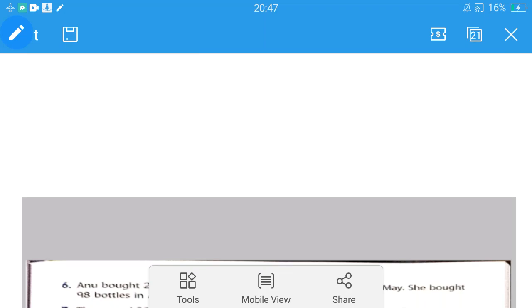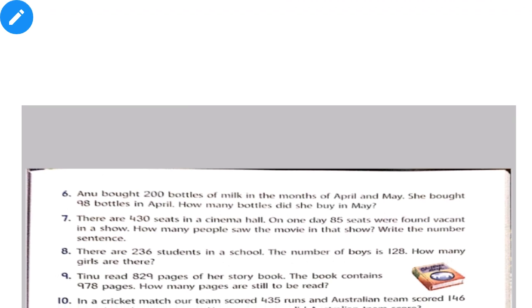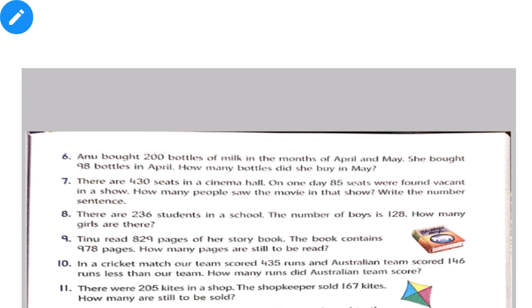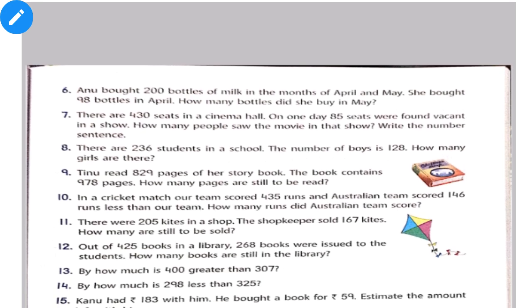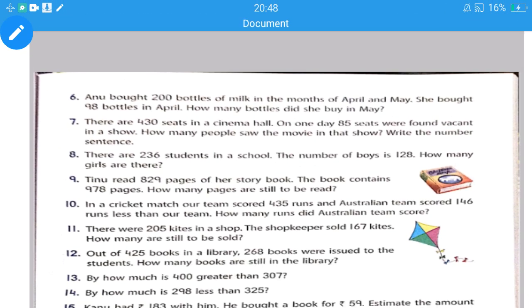Yesterday we started our exercise 3.5. In that exercise we did some questions. Yesterday we understood the concept of word problems of subtraction. Today we will do some more questions of your book exercise, that is exercise 3.5, page number 53.